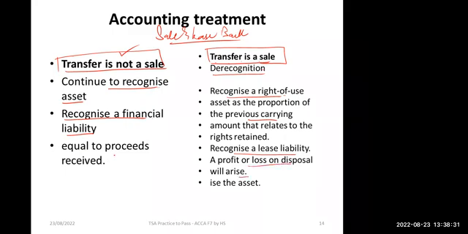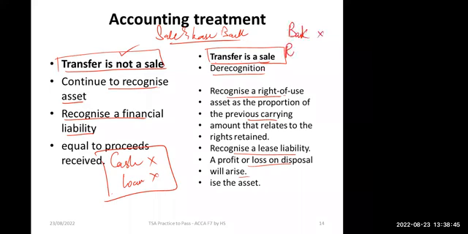So the accounting entry in the non-sale case is cash debit and loan credit. In the sale case, we need to make the accounting entry of cash or bank debit, right of use asset debit, asset credit, lease obligation credit, and gain.